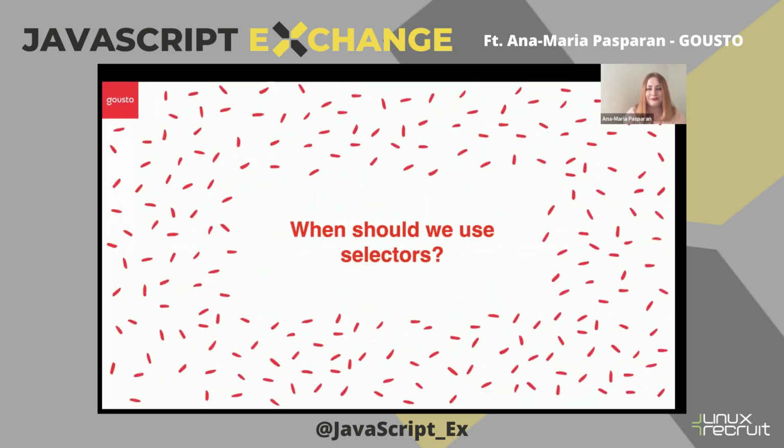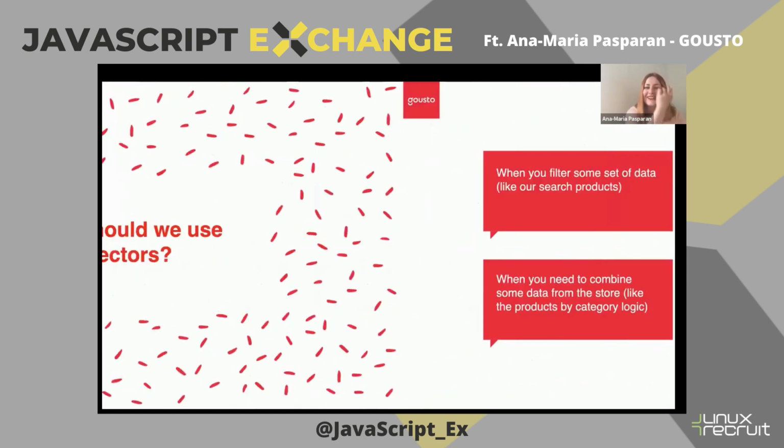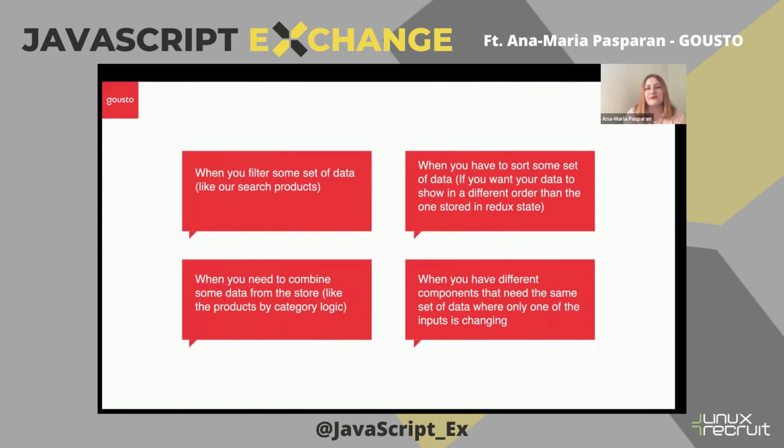So why should we use selectors? If you don't know by now, I don't know. So you've seen a lot of improvements just in that example application. But also, when do we need to think about selectors? In which cases? So I just put together 4 examples here.